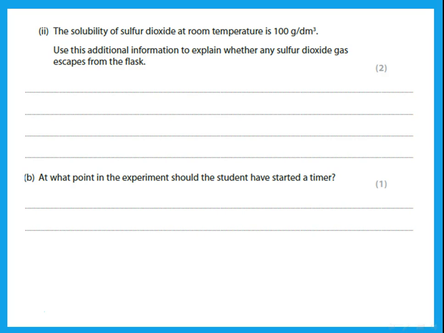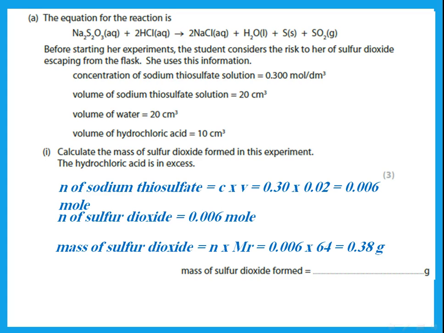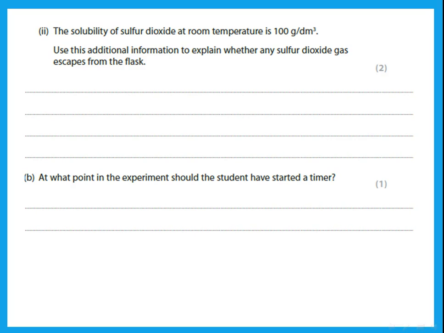If I have more than that, then the sulfur dioxide will not dissolve anymore and it will go out of the solution. When we calculated here, we found that I have 0.38 grams, but it is 0.38 grams in a total volume of what? What is the total volume of solution that we have in here? We have thiosulfate is 20, the water is 20, the hydrochloric acid is 10. That means I have a total solution in my experiment of 50. That means what I have is 0.38 grams sulfur dioxide in 50 centimeter cubed.